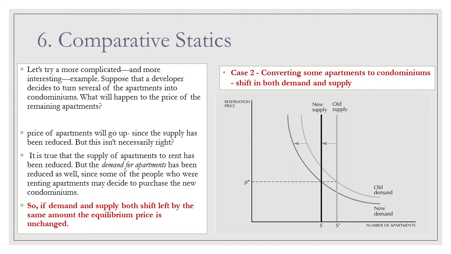So the new equilibrium which is restored stays at the same price. There is no increase in the price; rather the price remains the same, but the quantity has gone down. So if demand and supply both shift to the left by the same amount, the equilibrium price, P star, remains the same.